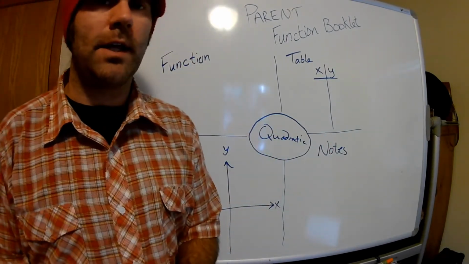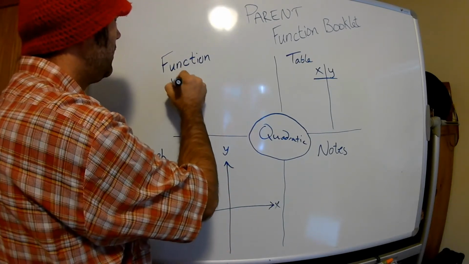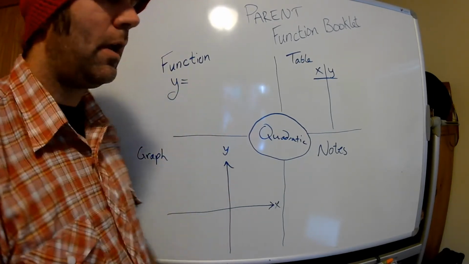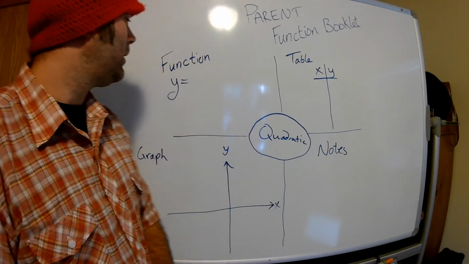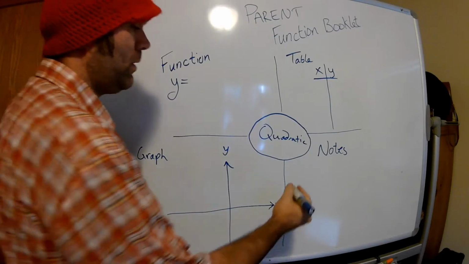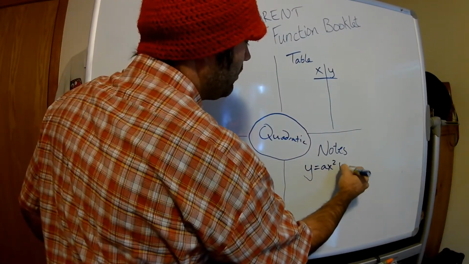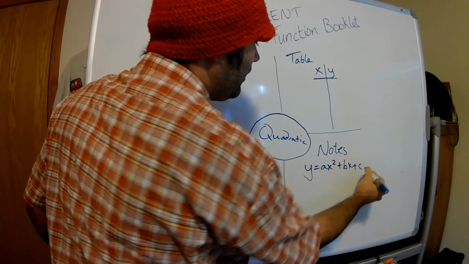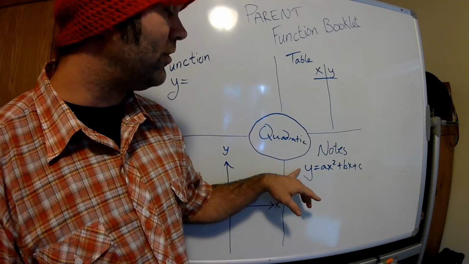So the quadratic is an x squared function. Its general form can be written in the form y equals ax squared plus bx plus c. It has other forms, but this is called the standard form.